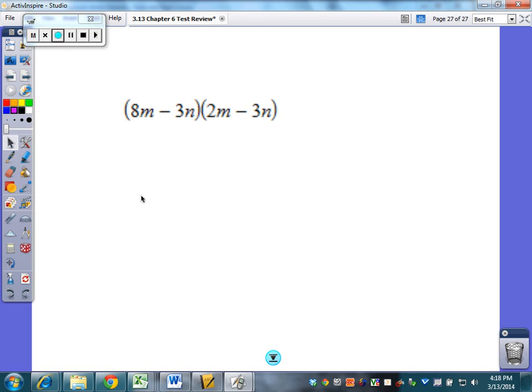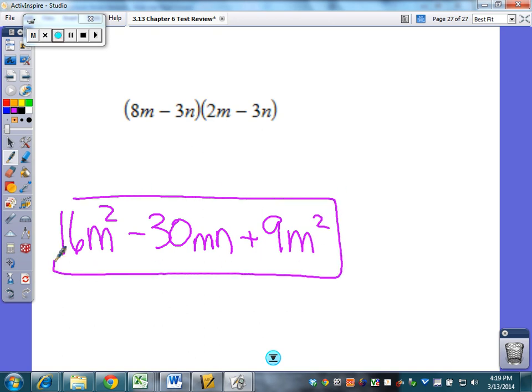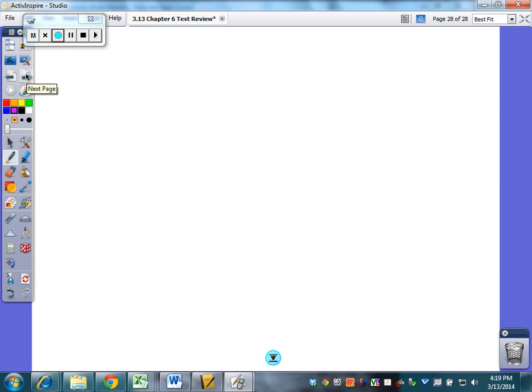Okay, if you were going to get the answer to this, the answer would be 16m squared minus 30mn plus 9m squared. See if you can do that on your own and come up with that answer. And that's it. If you have any questions, I'll be here early in the morning. I can go ahead and help you out with any problems you have.